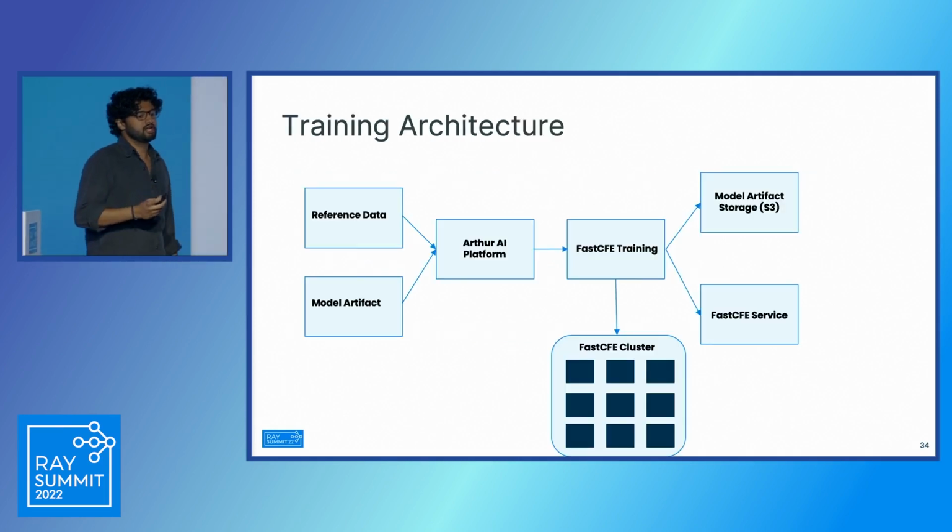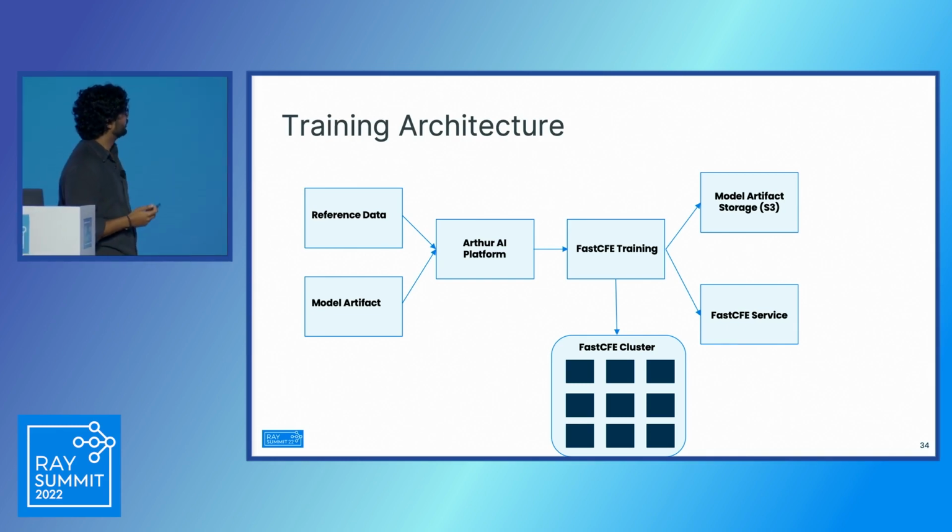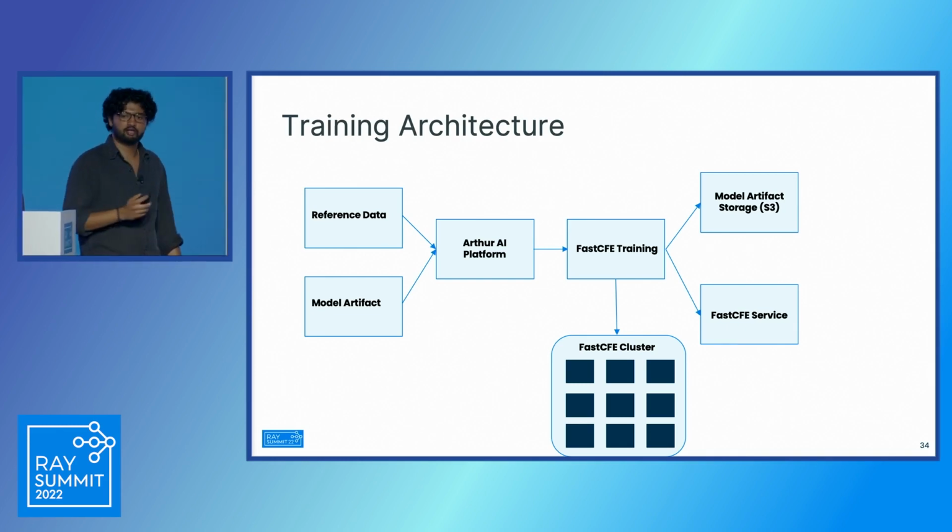We break up our design into two phases, training and inference. In this slide, we're going to discuss our training architecture. In the first step, our user sends us their reference data and model artifact, just as we showcased in our demo. Both of those will be sent into the Arthur platform, and bundled together to kick off a Kubernetes native scheduler for our FastCFE training job. With this training job, we are able to utilize Ray and do the training on a Kubernetes cluster using multiple nodes. We also like to note that this is a one-time training job, so we're able to utilize as many nodes as possible to really speed up that training.